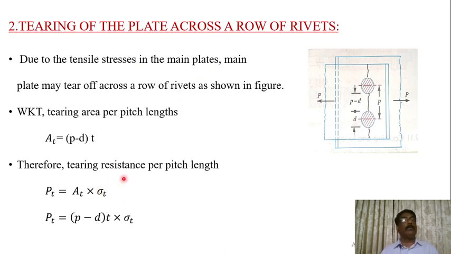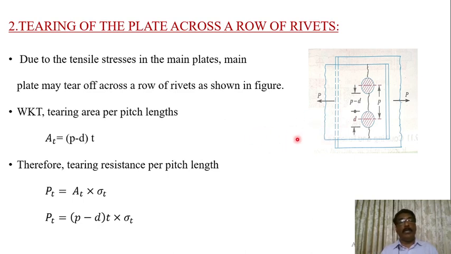Second type of failure is tearing of the plate across a row of rivets. The sketch shows here a lap joint, and this is one row of rivets, and P is the pitch here, that is the distance from center of one rivet to the center of another rivet in the same row, so pitch, and this is a force or a load P acting. Now due to the tensile stress, the main plate may tear off across a row of rivets as shown in the figure.